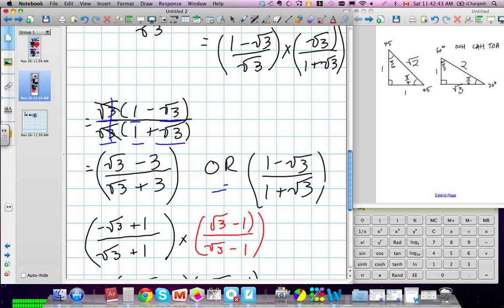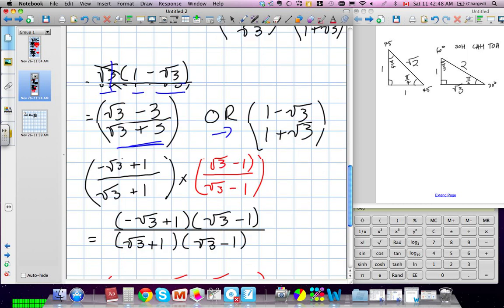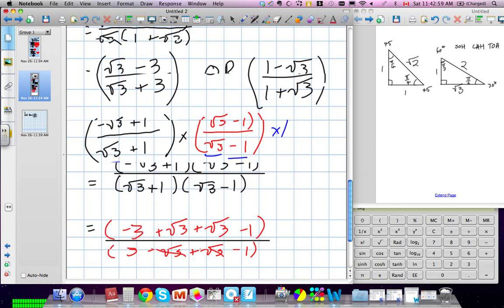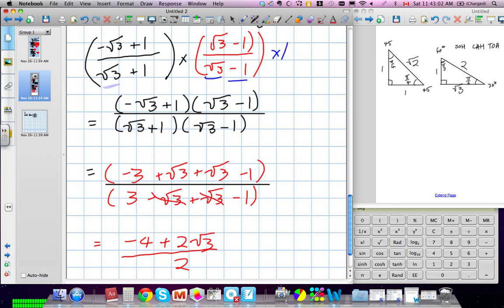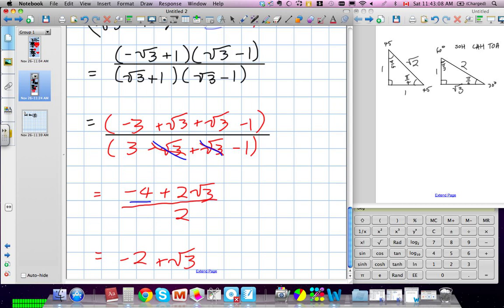Now your teacher, again, wanted you to go farther. They want no roots on the bottom, so we had to multiply by 1 minus root 3 over 1 minus root 3, same as multiplying by 1. And we used our FOIL. Once we FOILed everything, we end up with these numbers here. The roots on the bottom canceled out. And we divided this term and this term by 2 and got their answer, negative 2 plus root 3.